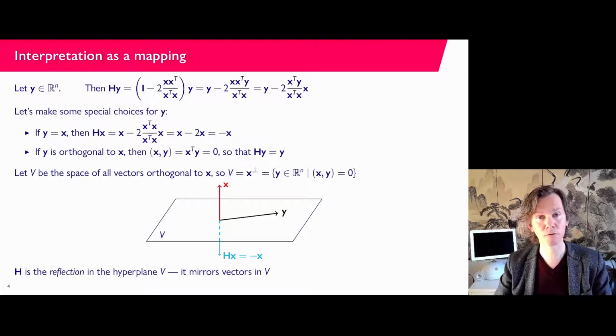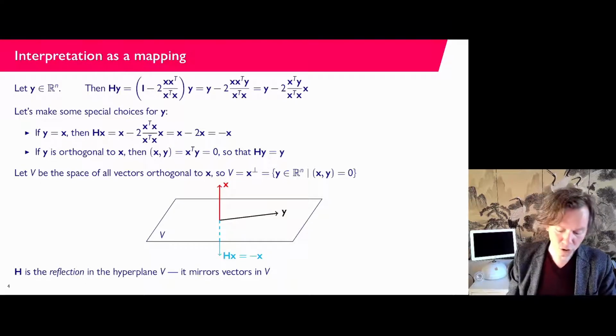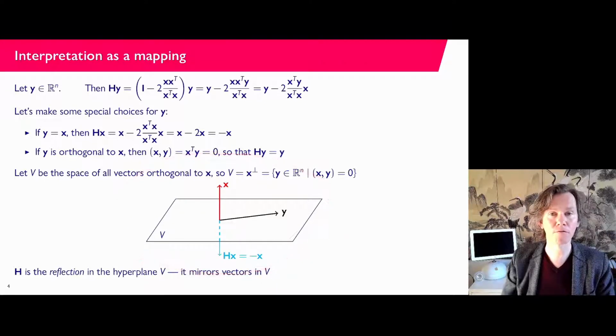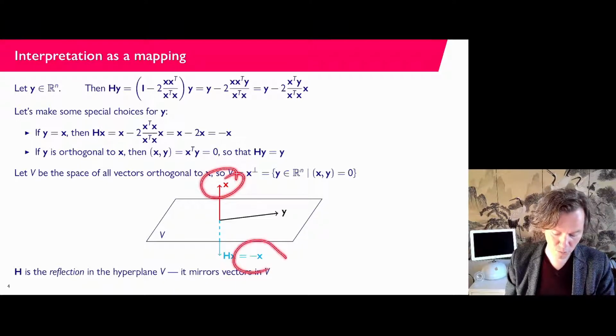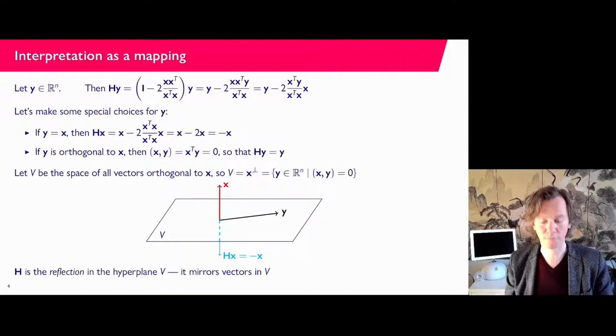If you take a vector and you apply an orthogonal mapping, an orthogonal matrix, then the length doesn't change. You also see that in this picture, right? Because if you just mirror, then the length of the vector doesn't change. So x and its image minus x have the same length. y and its image, which is y again, have the same length.